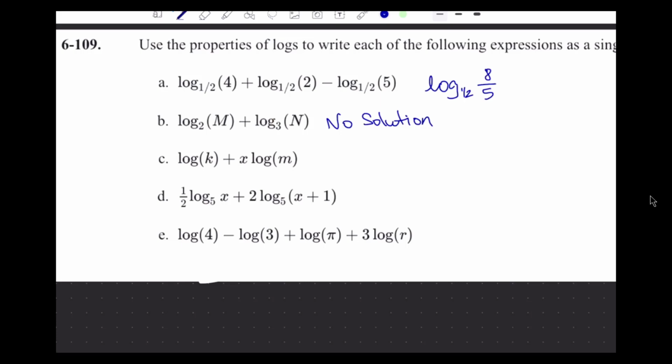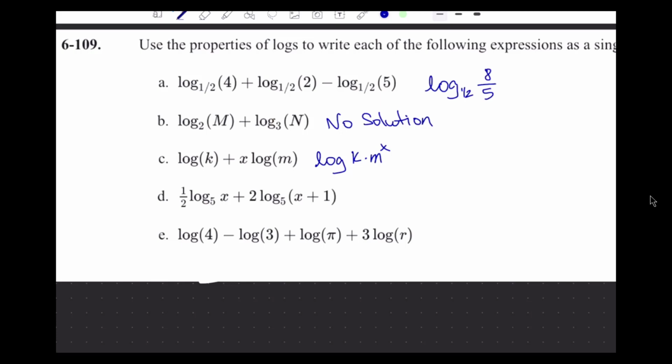All right. So on C we got two properties going on. This guy's telling us we have the product property. And what are we going to do with this x that's in front? Where's he going to go? Move to the exponent. Yep, he's going to move to the exponent, because of that power property. So we got log k times m, but then our x is going to be on our m. And that x doesn't get shared with both of those logs, it just gets shared with the m part.